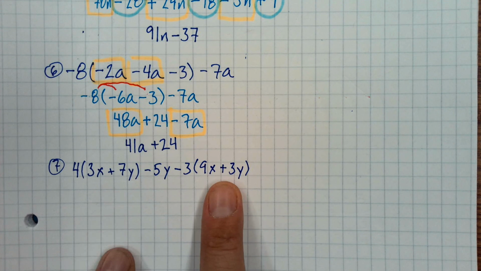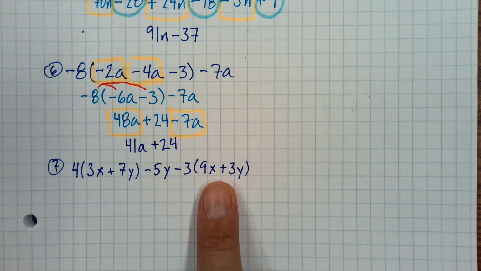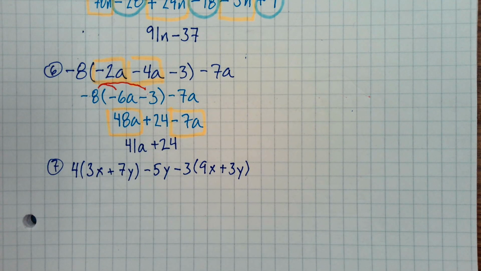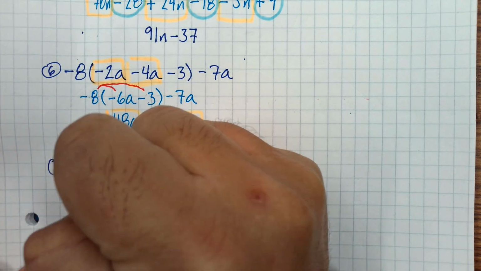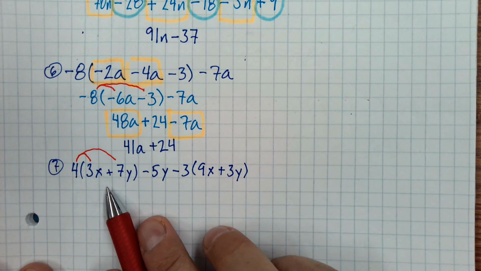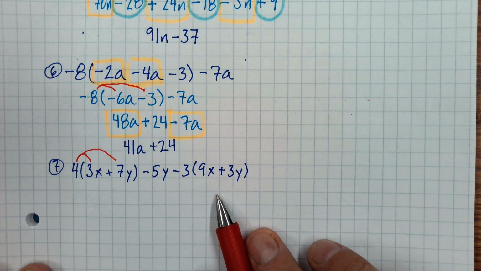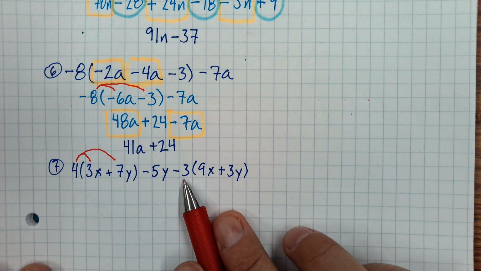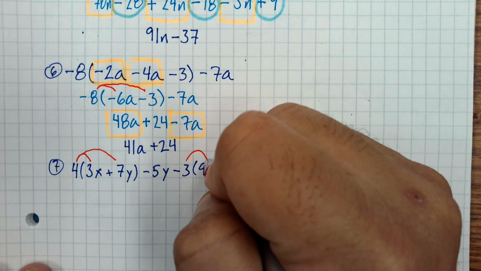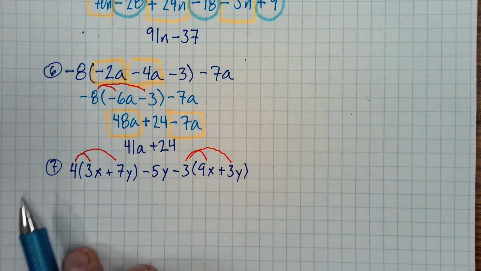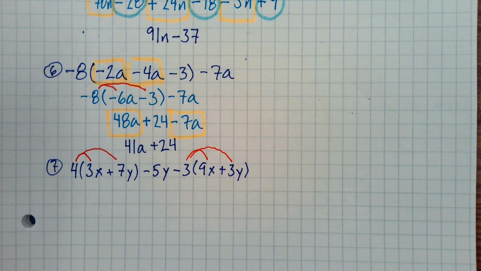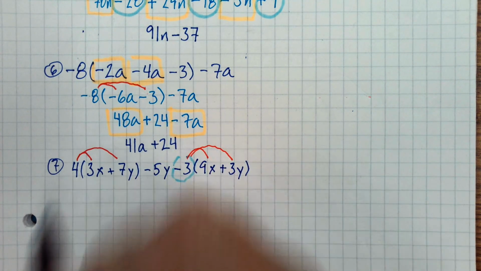Okay, can I combine anything here? Can I combine the x's and y's? No. So it looks like in this case, I cannot combine anything. Let's distribute, and after that, there's going to be plenty of stuff we can combine. I can distribute the 4. What else can I distribute? You got this negative 3, and that's going to combine. Okay? So let's combine 4 here and minus 3 here.